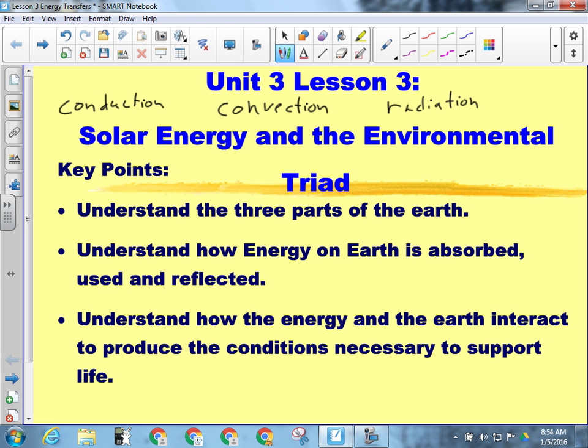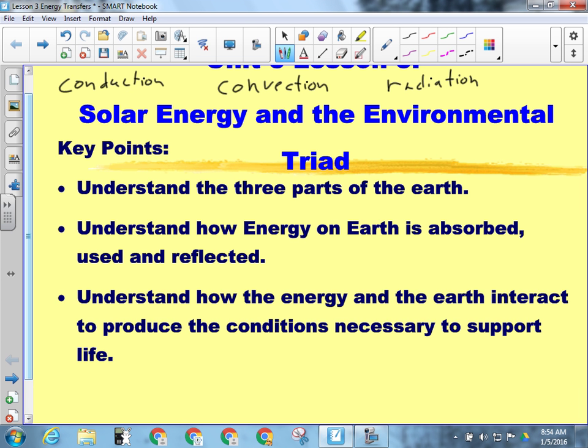So the things we're going to look at: the three parts of the Earth, understand how energy on Earth is absorbed, used, and reflected, and understand how the energy and the Earth interact to produce the conditions necessary to support life. So when energy strikes the Earth, first up, where does the energy come from? The sun. Energy that comes to the Earth comes from the sun. It's a form of solar energy. It's radiation coming from the sun and striking the Earth.